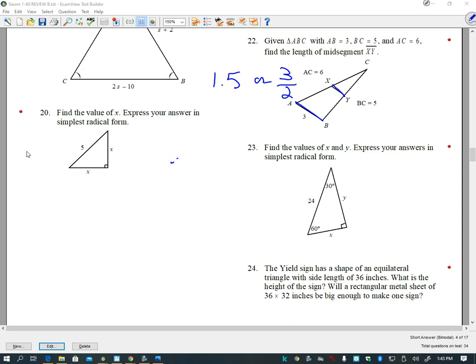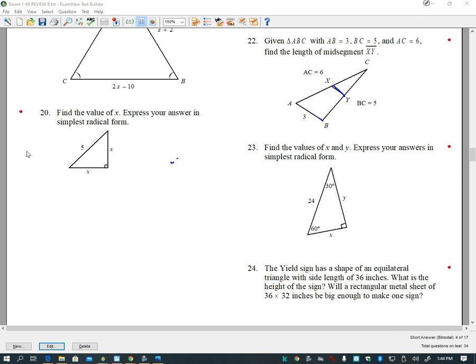The part that gets people messed up is looking at, okay, well, they told me that AC is 6, so maybe XY is 3, or BC is 5, so maybe it's 5/2. It's always the side that's parallel to it that it's half of. And it works the opposite way, too. If I knew that XY was 4, I would know that AB was 8.